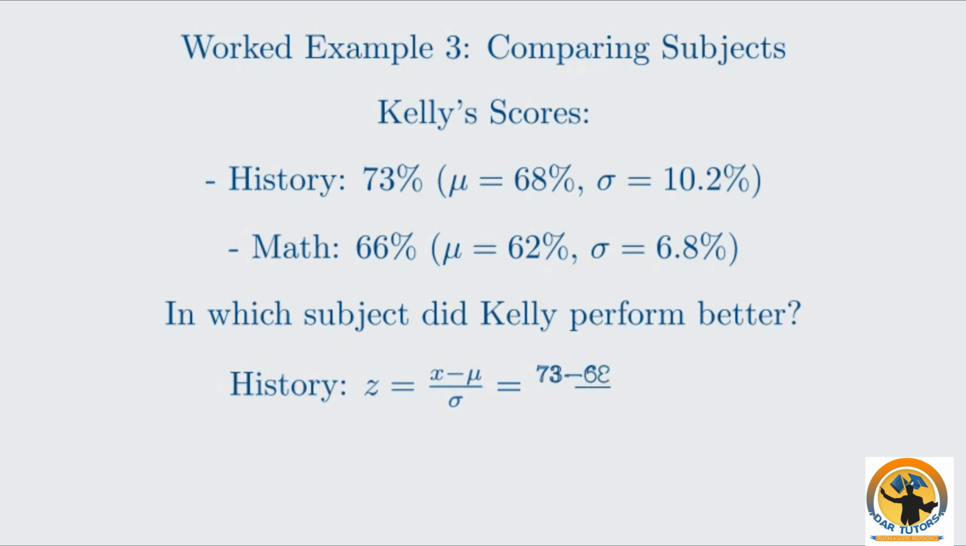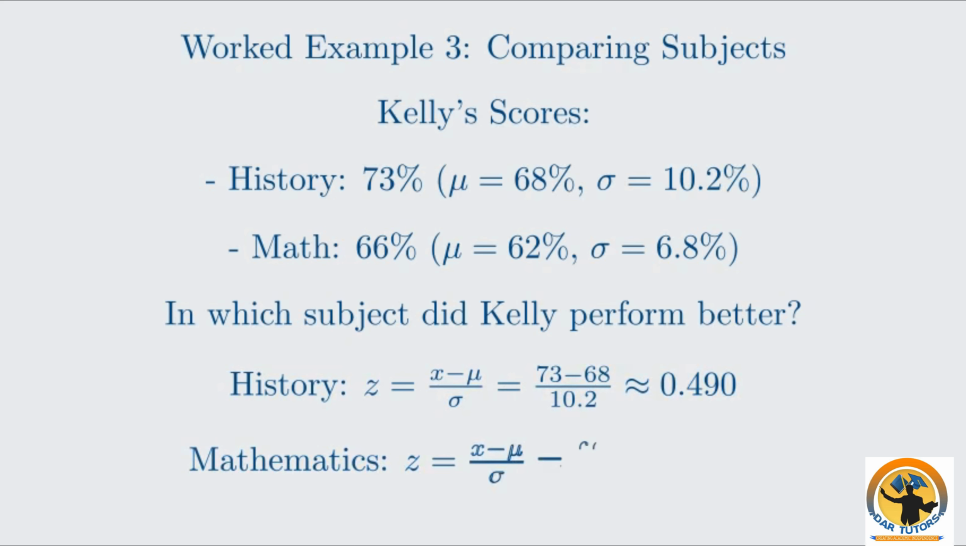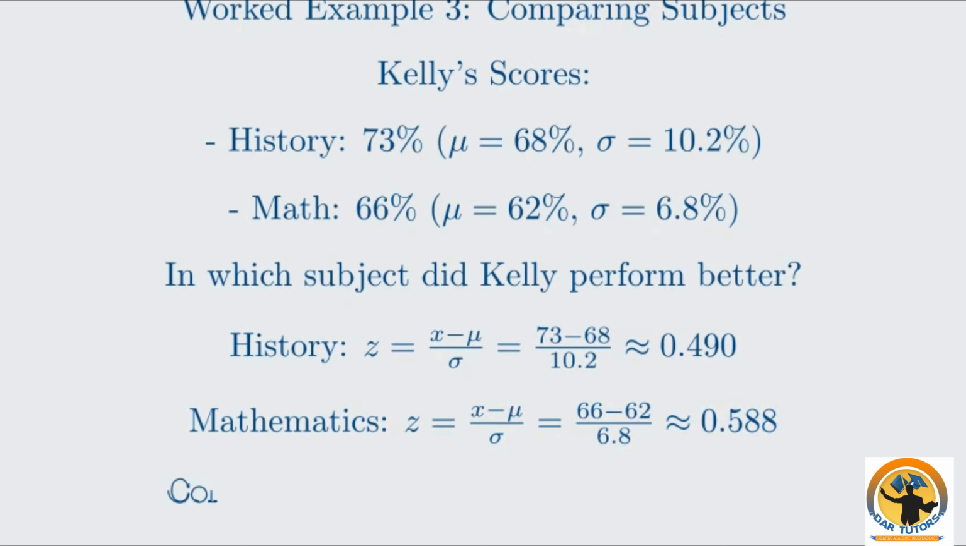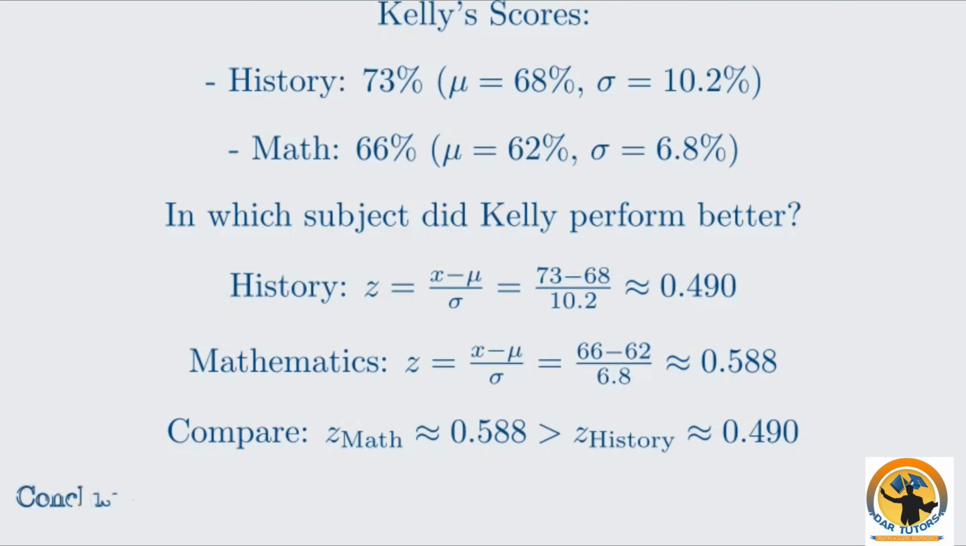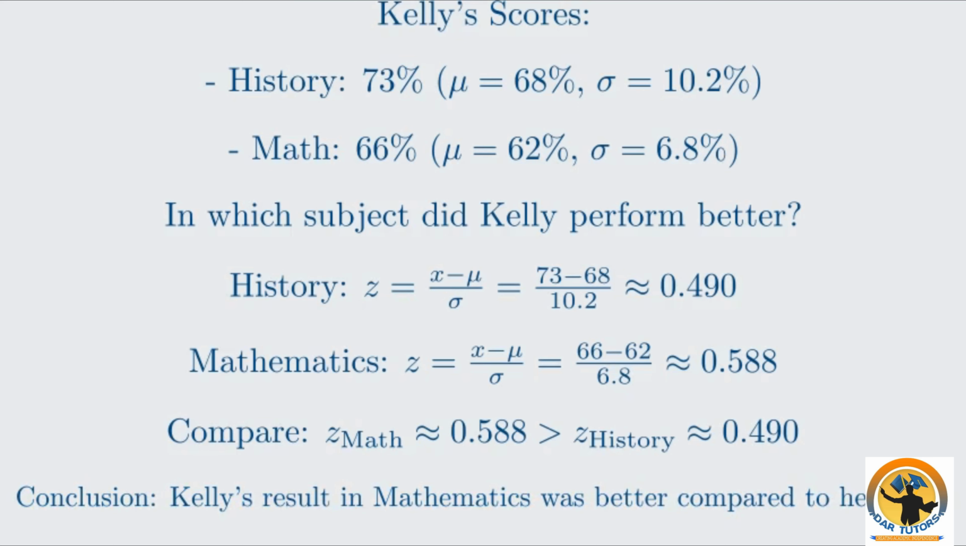So we have (73 − 68) divided by 10.2, which gives us approximately 0.49. Next, for mathematics, Kelly's score is 66, the mean is 62, and the standard deviation is 6.8. The calculation is (66 − 62) divided by 6.8, which gives us approximately 0.588. Comparing the two z-scores, 0.588 for maths is greater than 0.490 for history.